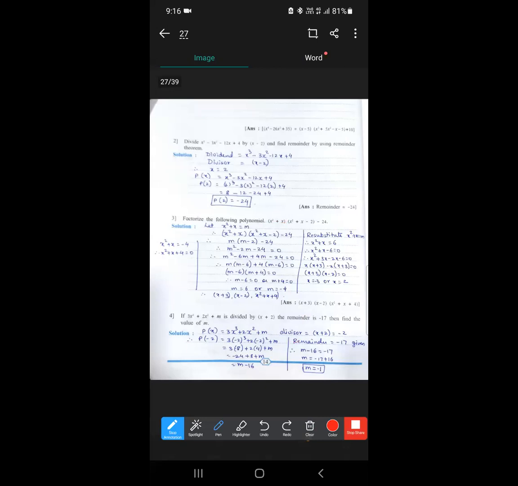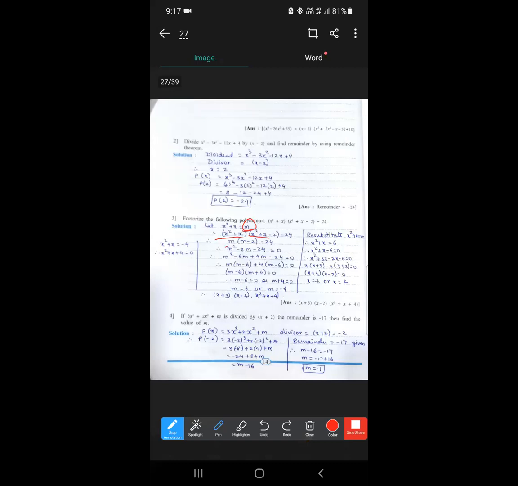So here I have taken x square plus x is equal to m. Now in (x square plus x) times (x square plus x minus 2) minus 24, I will represent x square plus x by the variable m. So the first bracket will be m. Then in the second bracket, m minus 2, close the bracket, minus 24. After substituting the variable, I get m times (m minus 2) minus 24.